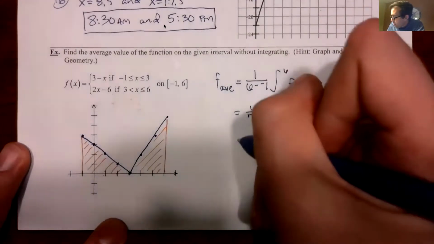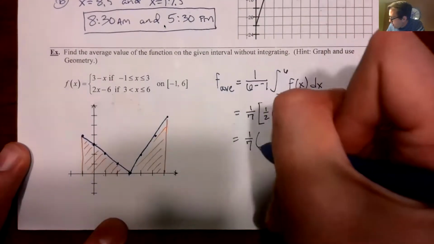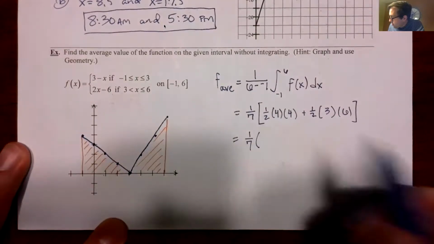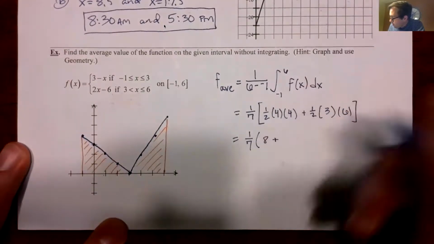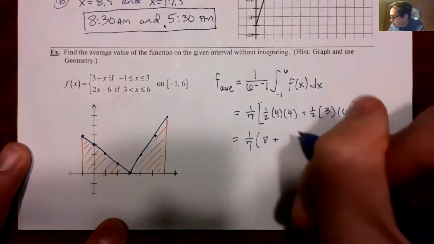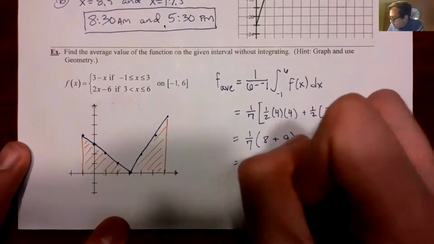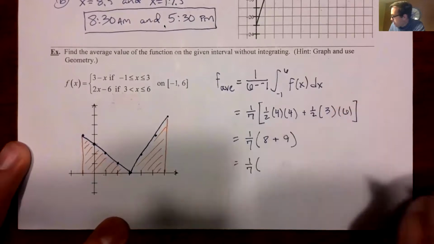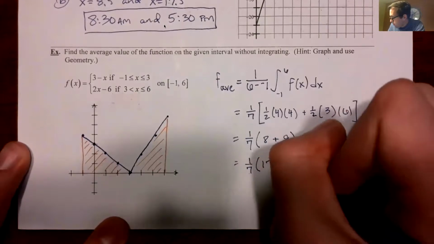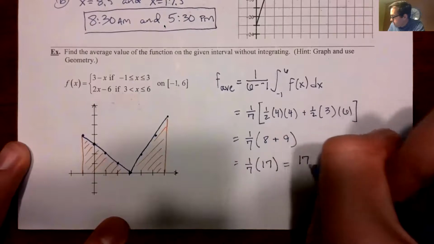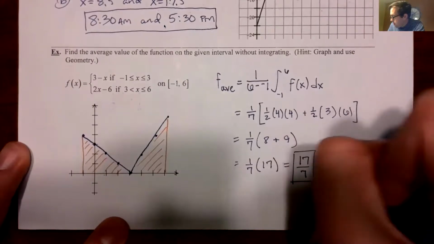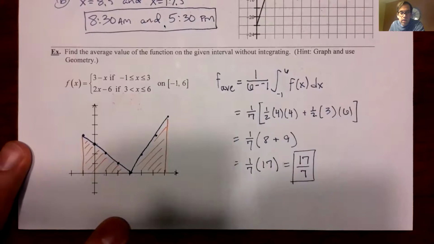Okay, so we have 1/7 times 4 times 4 is 16, divided by 2 is 8, plus 6 times 3 is 18, divided by 2 is 9. And so now we have 1/7 times 9 plus 8 is 17. So we have 17 over 7. That's our average value of the function.